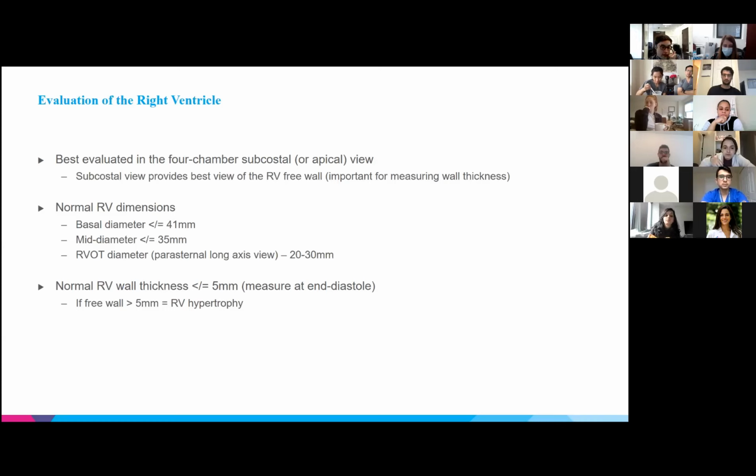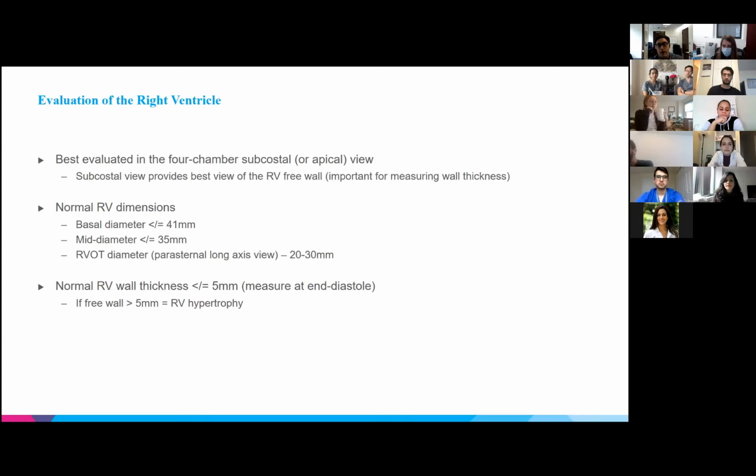If you are only able to get a look at the RV during a parasternal view, you can look at the RV outflow tract diameter in the long axis view, and that's usually going to only be 20 to 30 millimeters. The RV normally, because the pressures are so low, should have very thin walls. So if you see a wall that's greater than 5 millimeters in thickness, that automatically denotes right ventricular hypertrophy. And it might make you think that there's a chronic process going on, like pulmonary hypertension, that's leading to the increased RV thickness.